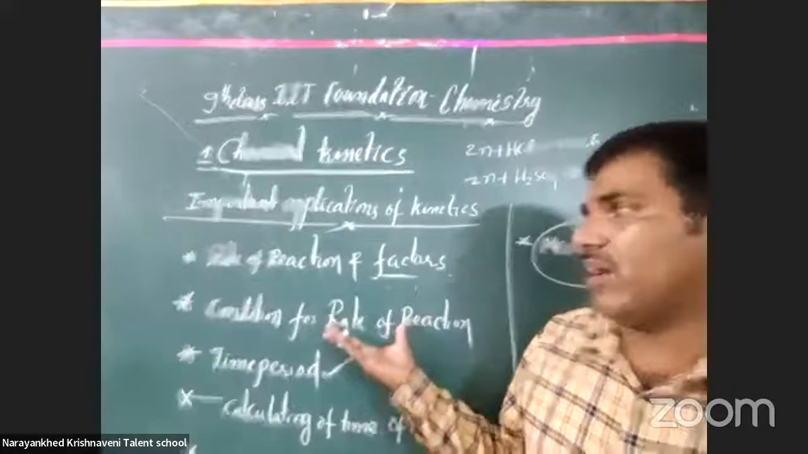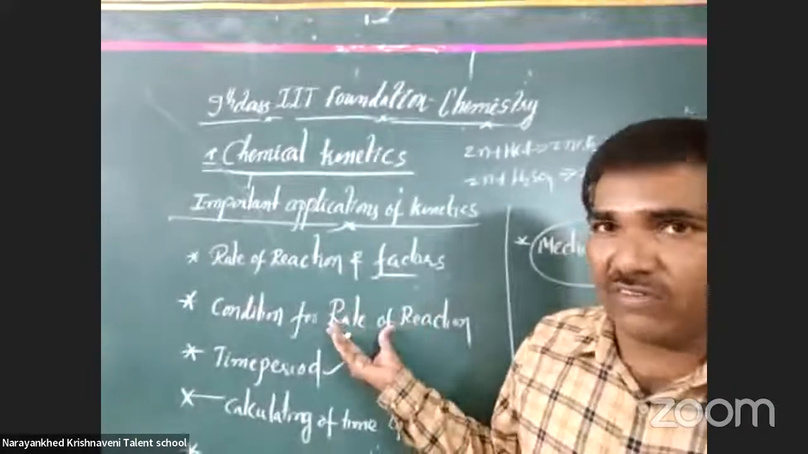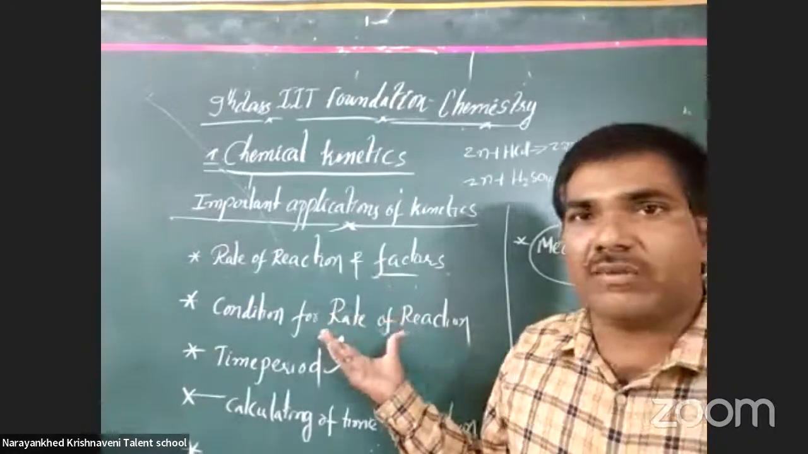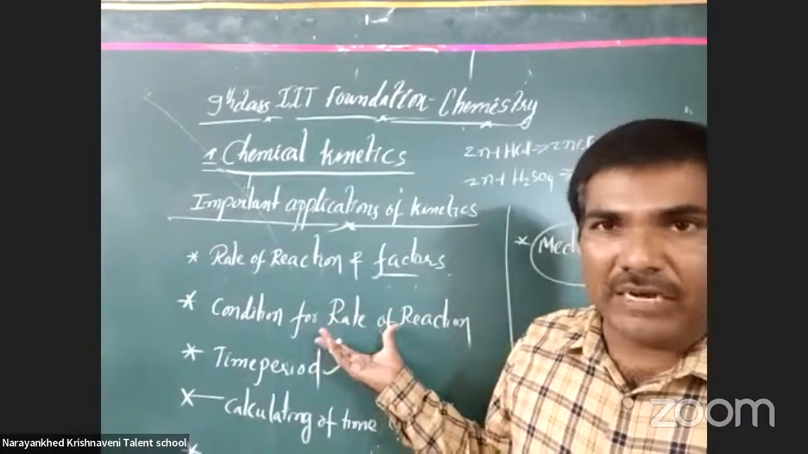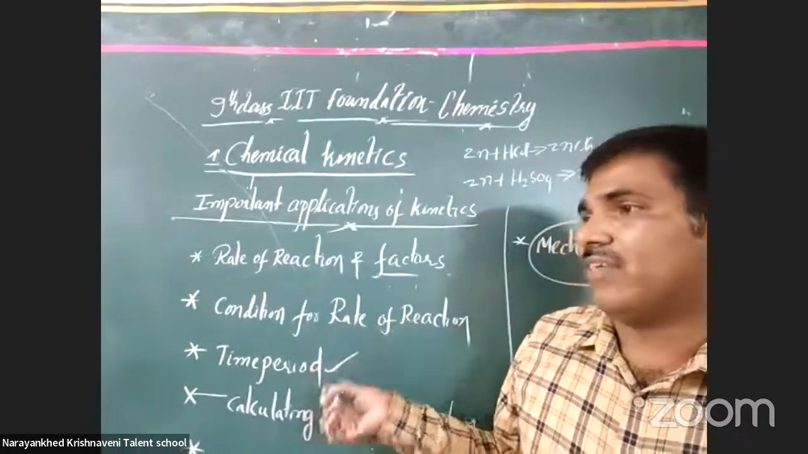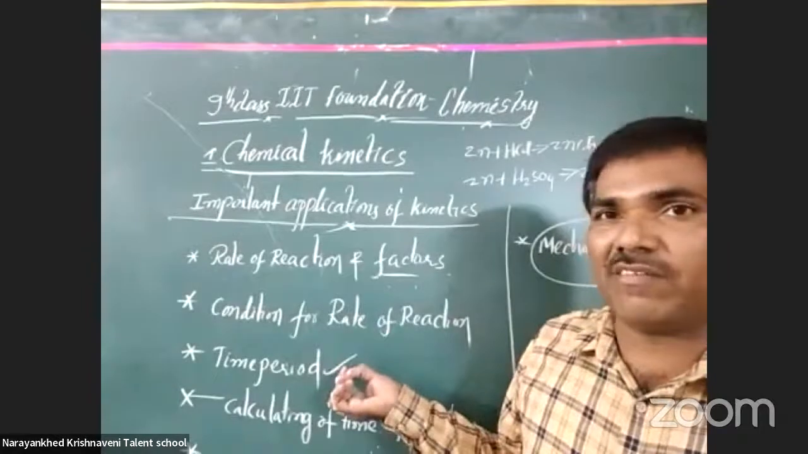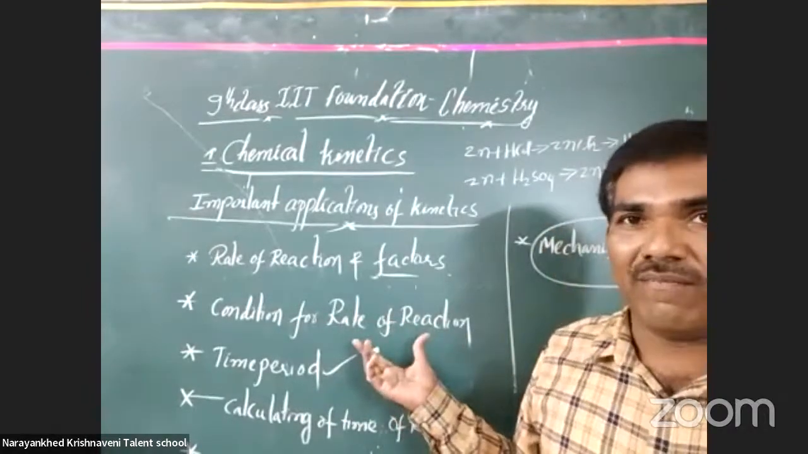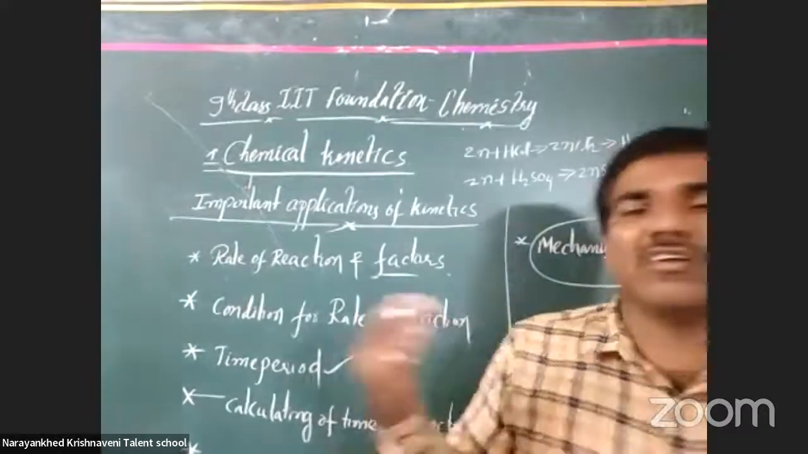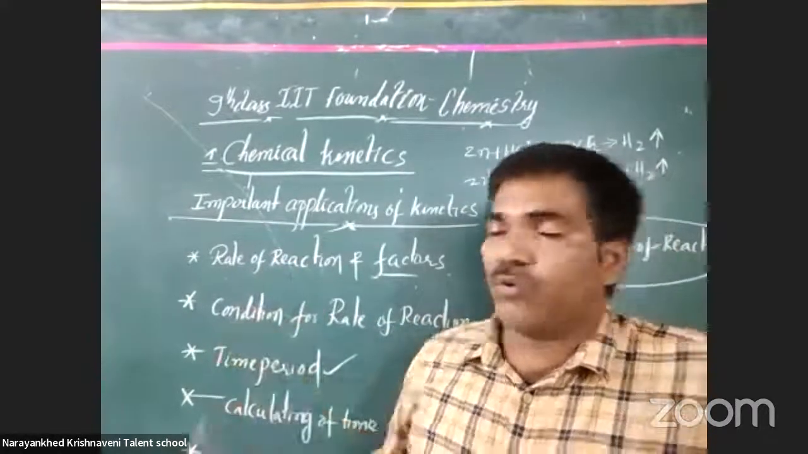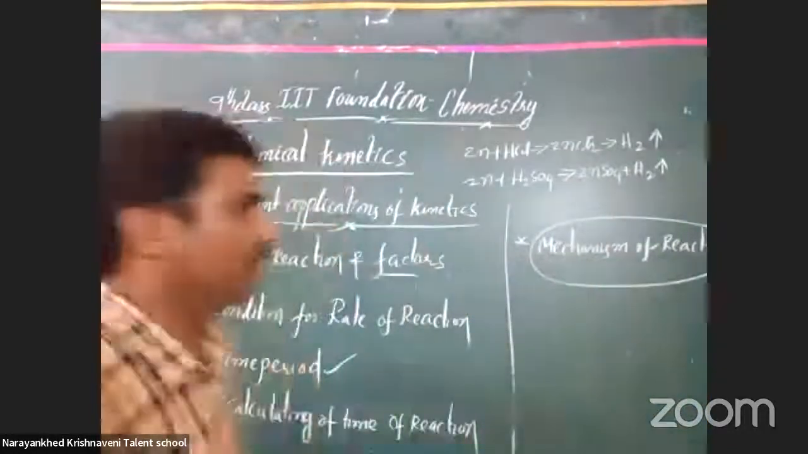Otherwise, already I have given these conditions. Now, the photosynthesis reaction totally depends on sunlight. That is the assertion. This statement indicates a condition for the rate of reaction. This is the reason. Clear. Assertion and reason based questions may also come from this particular topic. I hope you got it. Next concept.